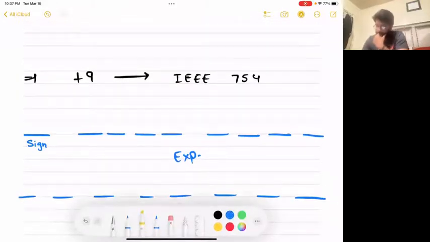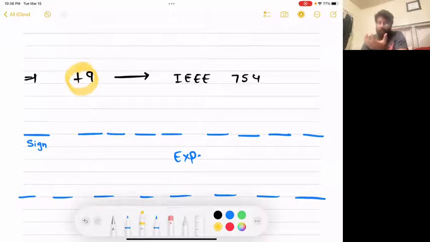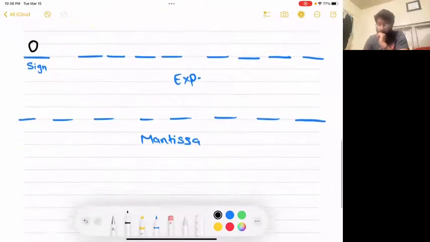First of all, this is a plus 9, right? So plus 9 means the sign bit is positive. Whenever we have a positive number, the sign bit is always going to be a 0. If it's a negative number, the sign bit is set to 1. If it's a positive number, the sign bit is set to 0. So it's pretty simple: positive 0, negative 1 for the sign bit. Awesome. Now we have to find the exponent.